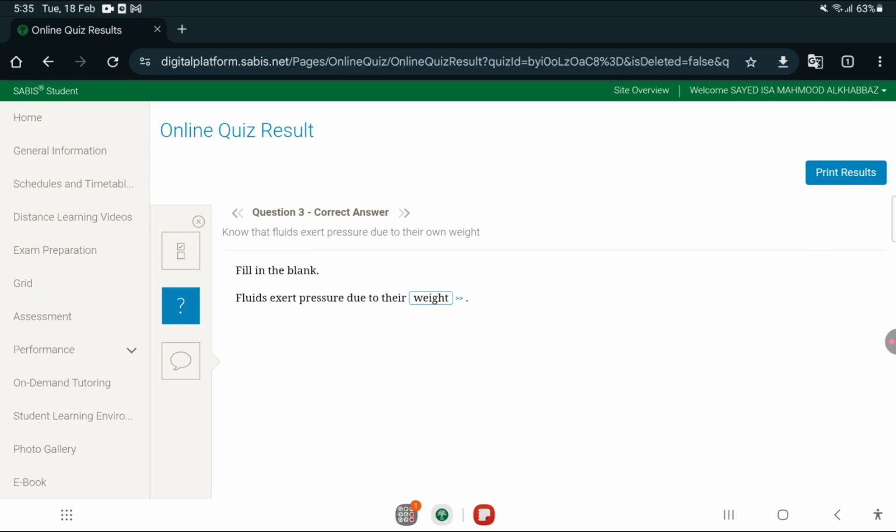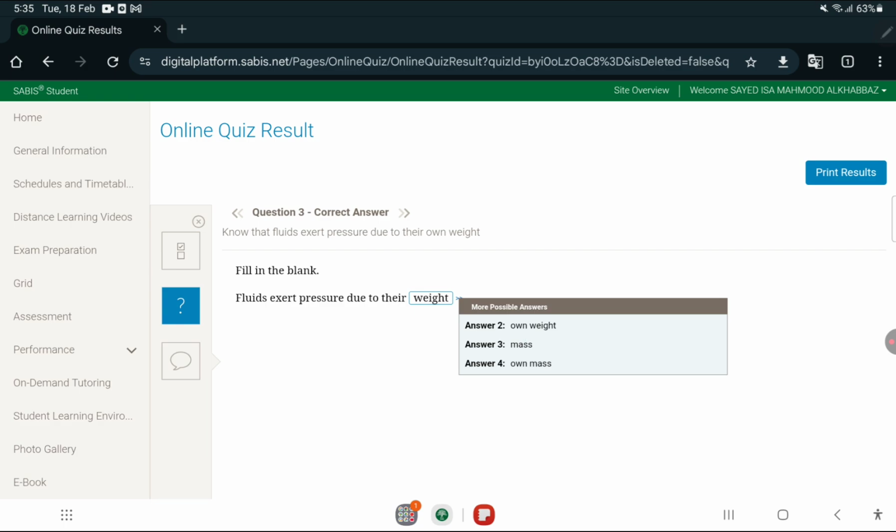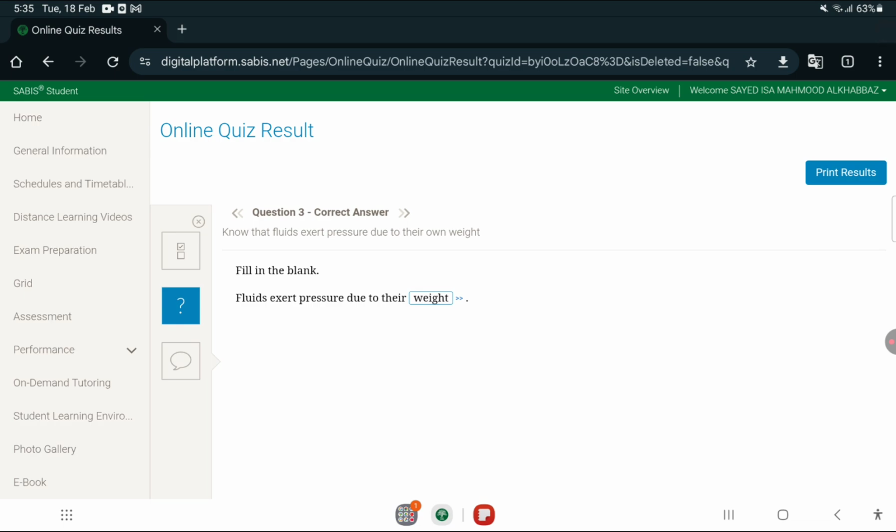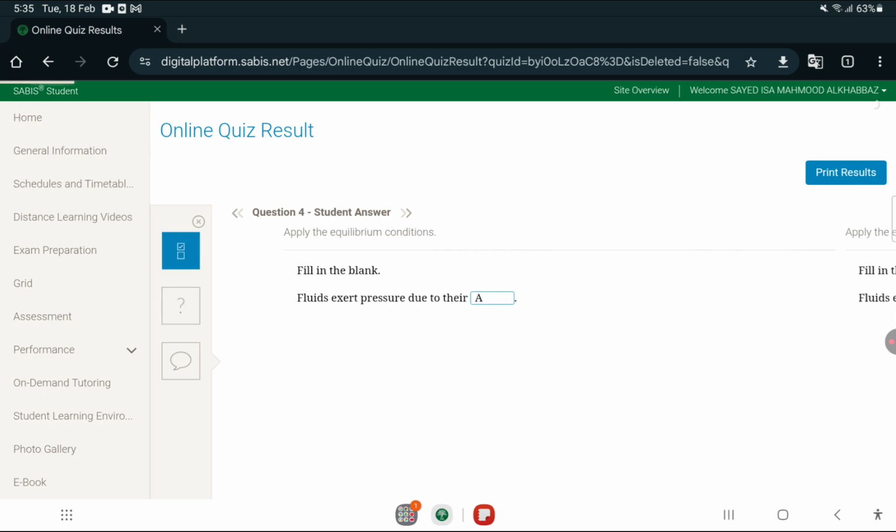Fluids exert pressure due to their weight, or here they say on mass. Here you can use weight or mass, but I suggest you use the answer they give you here because it's the accepted answer. So fluids exert pressure due to their weight. Okay, on to the next.